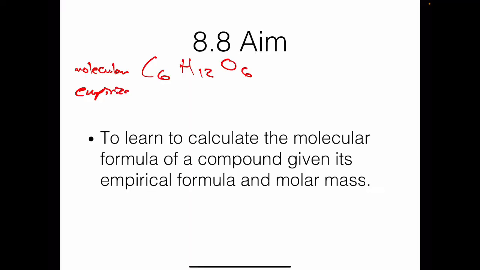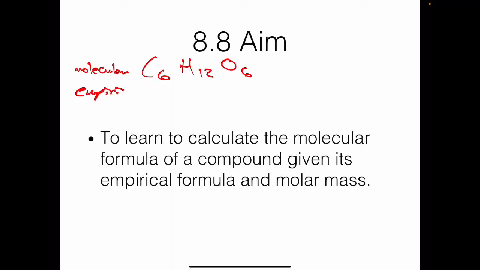So again, in calculating the molecular formula, we need to be given a couple pieces of information. We need to be given the molar mass of the molecular formula and the percent composition of our compound. We need to then convert percentage to grams, grams to moles, mole ratio. We need to find out how many times larger the molecular formula is than the empirical formula. And then we need to multiply everything in the empirical formula by that factor.